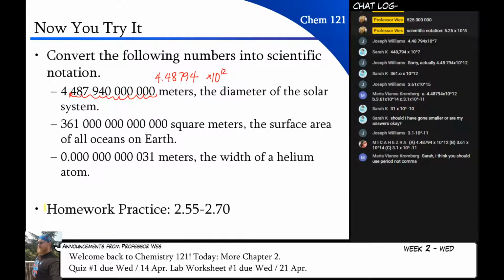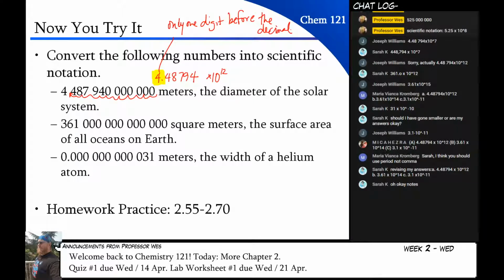I should point out, I don't think that I explicitly made this clear, but there were some examples that showed this. You can only ever have one number in front of your decimal point in scientific notation. So only one digit before the decimal. That's how you do scientific notation correctly. Now, technically, you can have as many digits before the decimal point as you want to, but common practice is to move the decimal point as far over as you can so that only one number is in front of it.